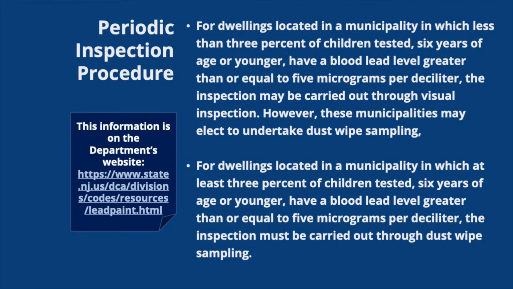And of course, it's also equally important to know how this inspection is going to take place. And the law again splits this into two different pieces. If there are dwellings located in a municipality in which less than 3% of children tested 6 years of age or younger have a blood lead level that's greater than or equal to 5 micrograms per deciliter, then that inspection may be carried out through a visual inspection. Now, of course, these municipalities can elect to undertake dust wipe sampling. However, if you're below that 3% threshold for an elevated blood lead level, you can perform a visual assessment.